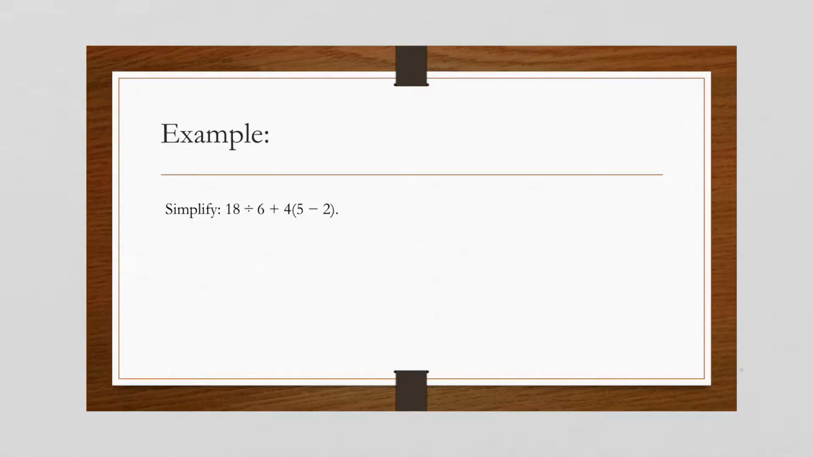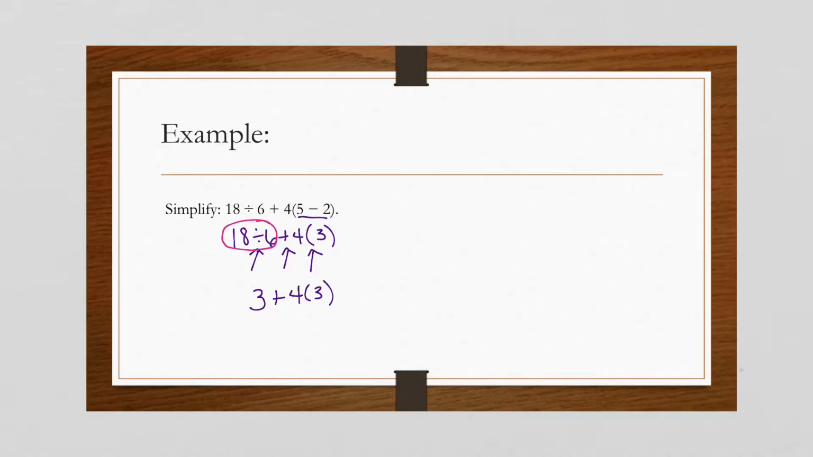Alright, so this one's a little bit more involved. So again, we're going to do our grouping symbols first. So I'm going to do 5 minus 2 first. I'm just rewriting everything else. Now we have to look and see what operations we have. Well, right here we have division, right here we have addition, and right here we have multiplication. So we want to do multiplication and division in order from left to right. So I'm actually going to do this first. So 18 divided by 6 is 3.